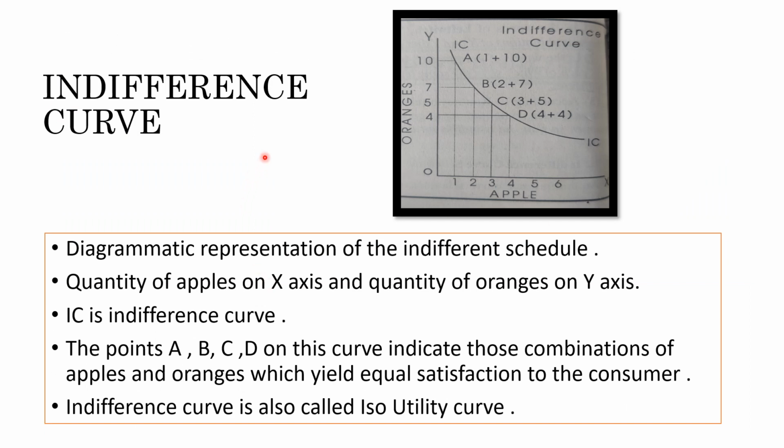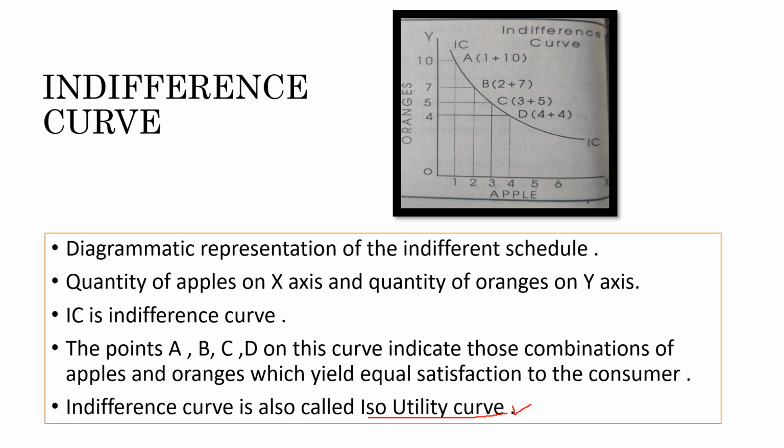Now, this diagrammatic representation of the indifference schedule is called the indifference curve. I have shown at point A, there are 10 oranges and 1 apple, and at point B, 7 oranges and 2 apples. In a similar manner at point D, there are 4 oranges and 4 apples. Indifference curve, another name is iso-utility curve, which can be very important for your MCQs. So kindly learn it.